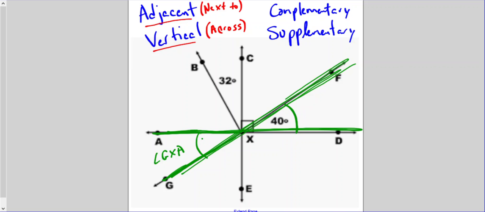If this one's 40 degrees, then I know that this is also going to be 40 degrees. So I know that FXD is the exact same thing as GXA. Those are the same angle. They're vertical to each other, which means that they're equal. They're across and they're equal. Complementary and supplementary, they could be vertical, they could be adjacent, they could be either one of these 2 really. But really, all we know is that they add up to 90 or 180. So it doesn't tell us so much about where they are, it tells us what they add up to.